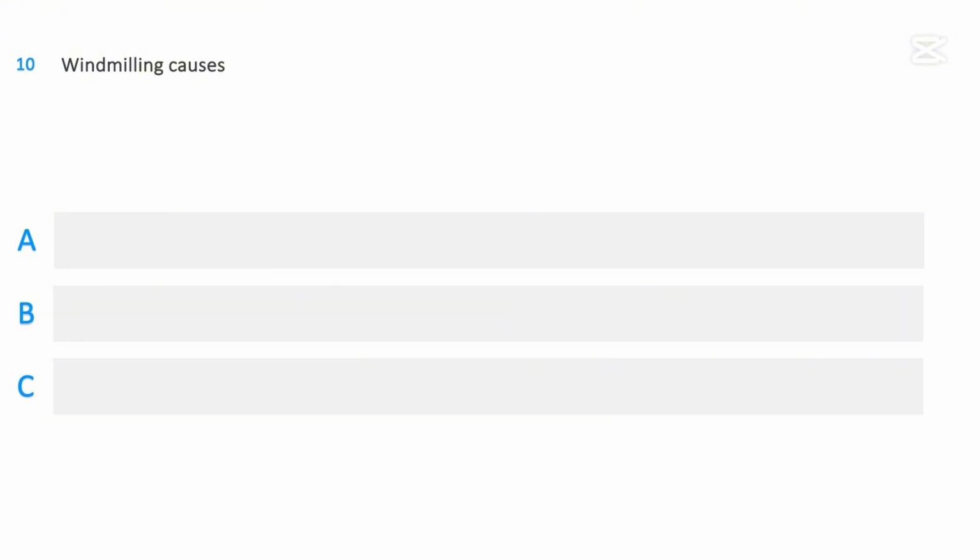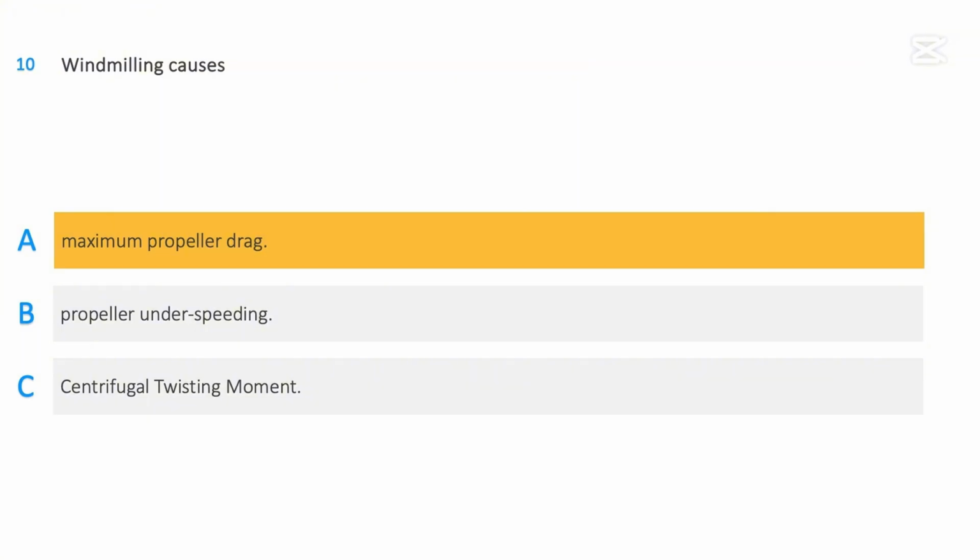Windmilling causes maximum propeller drag, propeller underspeeding, centrifugal twisting moment. The correct answer is maximum propeller drag.